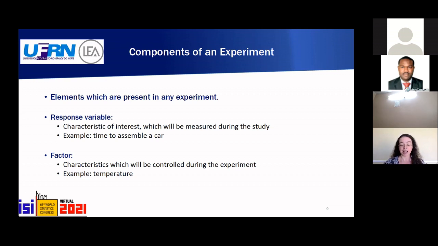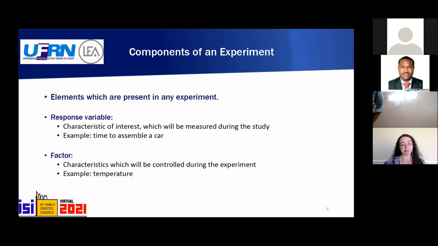So to summarize, we have key points to understand an experiment. First, to identify if it's an observational study or if it's an experiment. And if it's an experiment, we'll identify its components. The basic components are the response variables and the factors. The factors will determine if it's an experiment. They are the variables that are being controlled in the experiment.